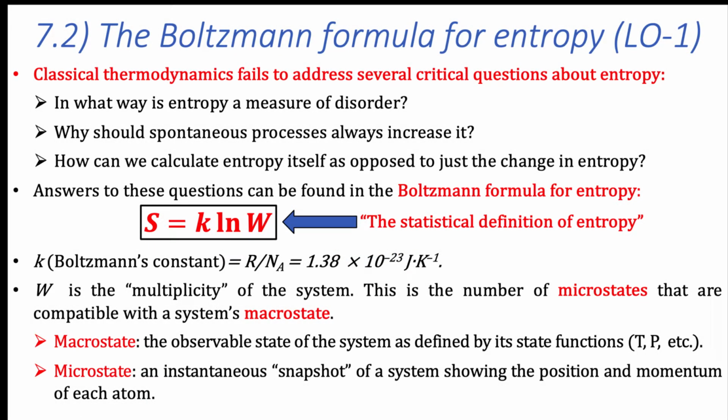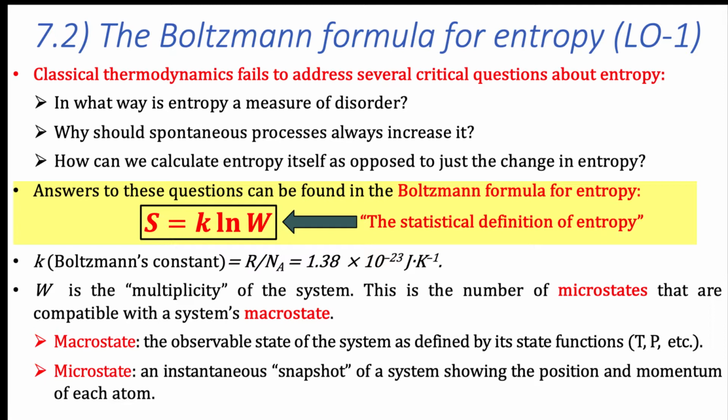Based on circumstantial evidence, we previously concluded that entropy was a measure of disorder. But classical thermodynamics does not explain exactly how entropy is related to disorder, nor does it explain why spontaneous processes always increase the entropy. Answers to these questions are provided by Boltzmann's formula for entropy, which is also termed the statistical definition of entropy, to contrast it with the classical definition of entropy.